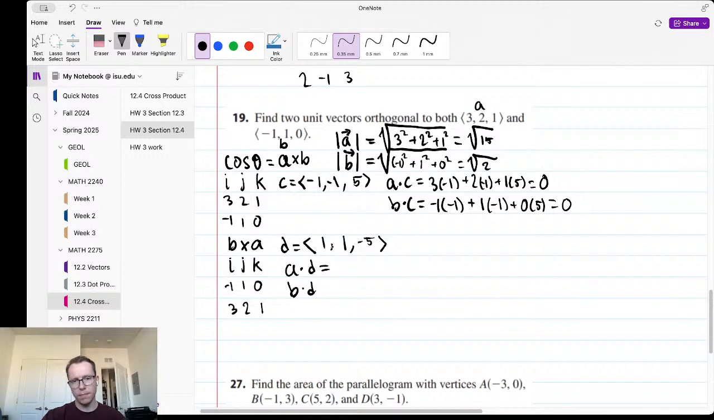Okay, A dot D is 3 times 1 plus 2 times 1 plus 1 times -5. So that equals 3 plus 2 is 5, minus 5 is 0. So orthogonal.